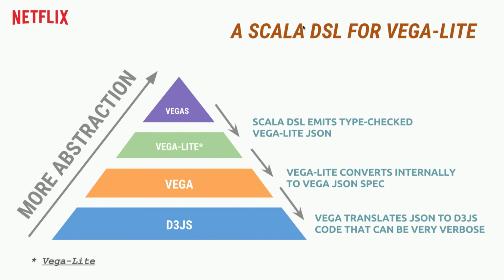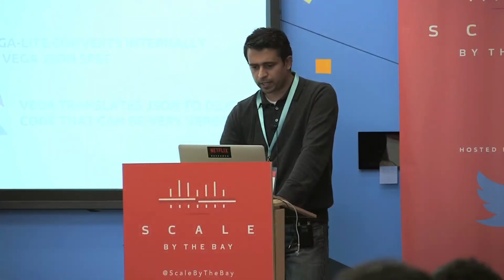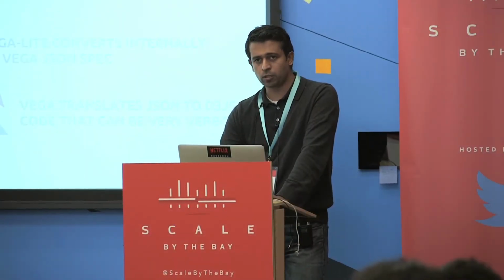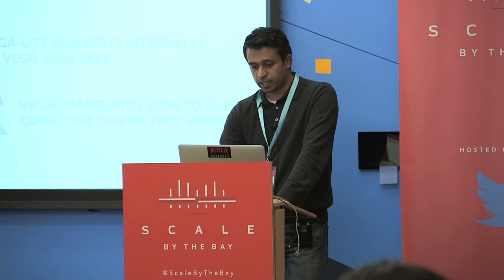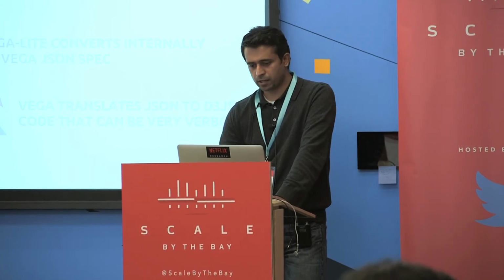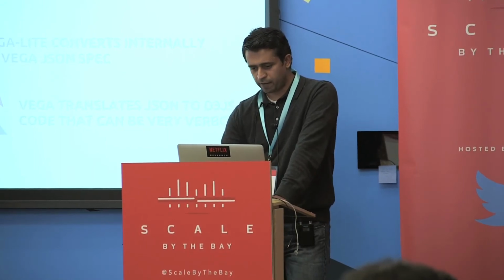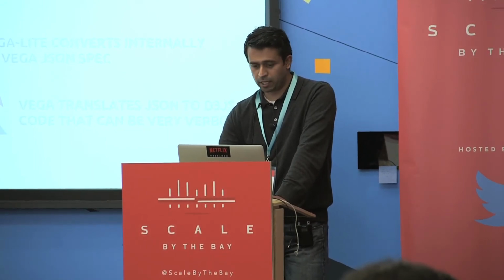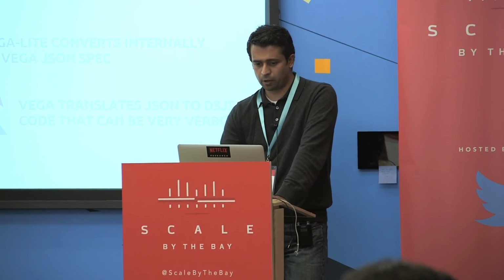So this is the stack for Vegas. Vegas is just a Scala binding on top of Vega Lite. This is the actual JavaScript library which is doing the heavy lifting. Vegas emits Vega Lite code, or Vega Lite JSON, which Vega Lite in turn converts to another great visualization library called Vega. And Vega in turn emits D3 JS code, which gets rendered out.